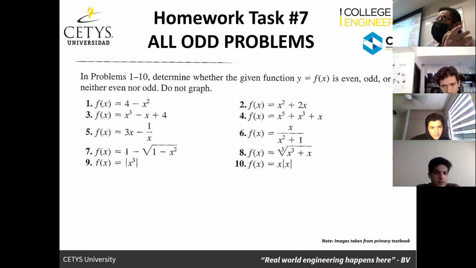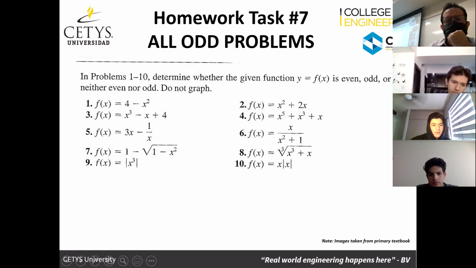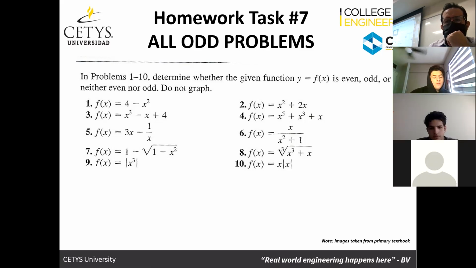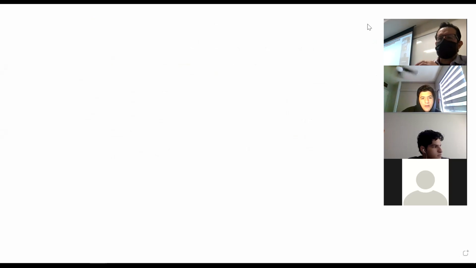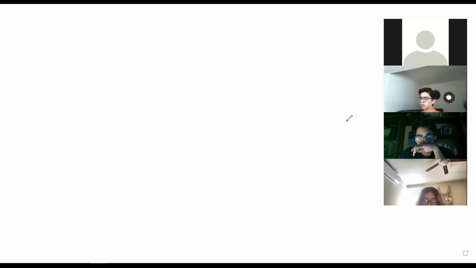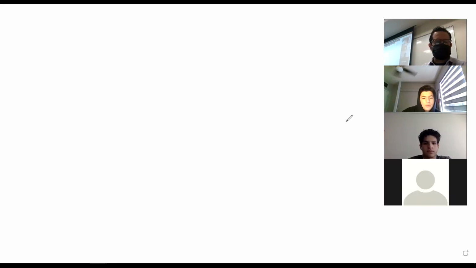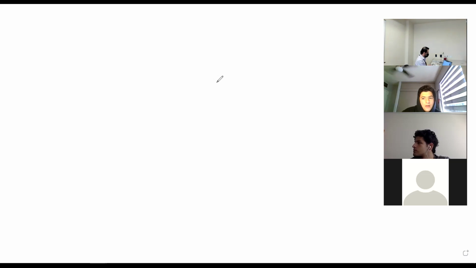So can somebody remind us, how do we know if a function is even or odd? What do we check? How can we check that? Anybody? Go ahead, Daniel. If it's even, f of x is going to be equal to minus f of x, I think. Correct. And if it is odd, minus f of x is equal to f of minus x. I think. Yep, let's go with what Daniel is mentioning.